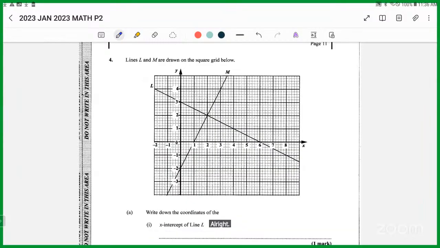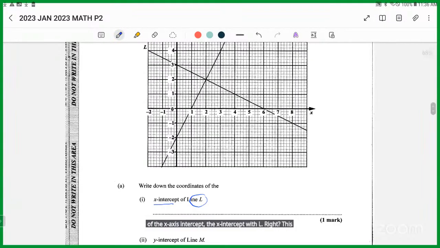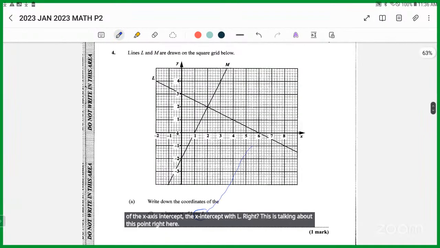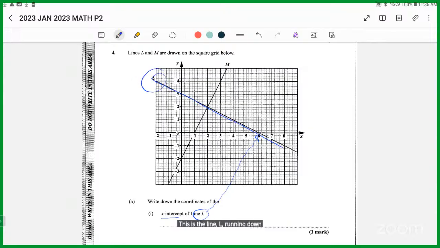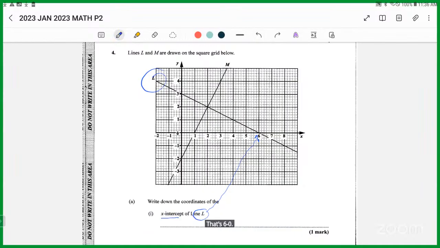Alright, this one says write down the coordinates of the x-axis intercept, the x-intercept with L. This is talking about this point right here. This is the line L running down here. I want the x-intercept, which is right here at 6. That's 6, 0. Just write it down. You don't have to calculate anything. The x value there is 6. The y value there is 0.